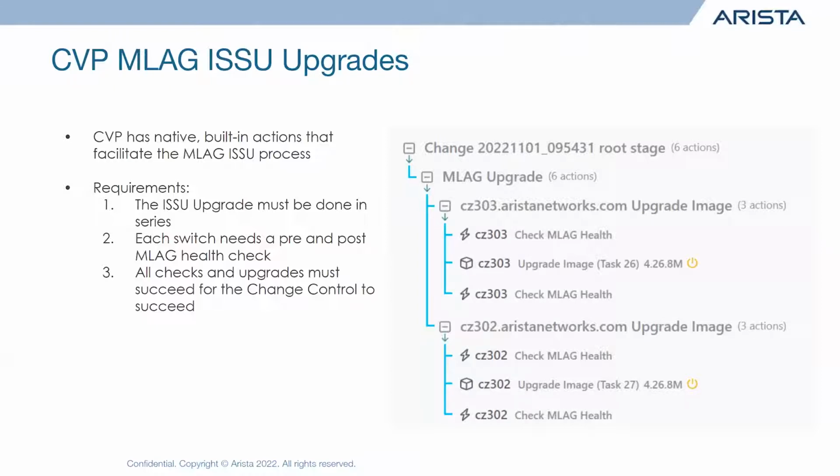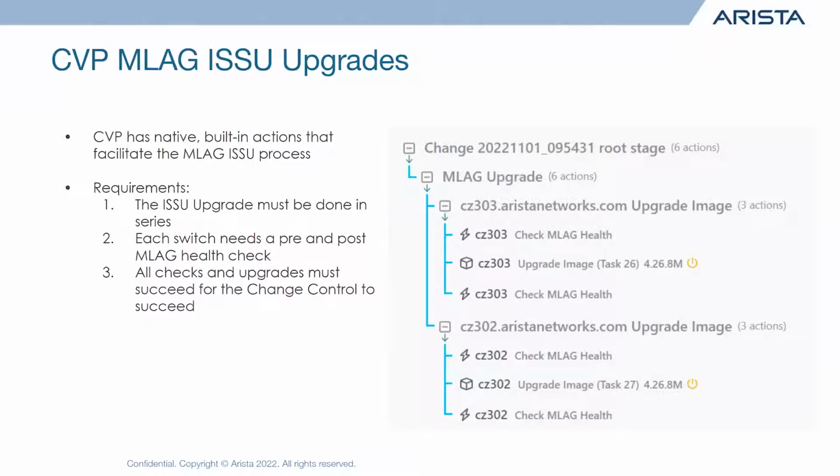In this change control, we're upgrading 2 different switches, and we can see in those upgrade image tasks, they've been surrounded by a check MLAG health task. This is our methodology in CVP, how we like to make sure MLAG is okay before we move forward with each stage of the upgrade. We have a couple requirements.